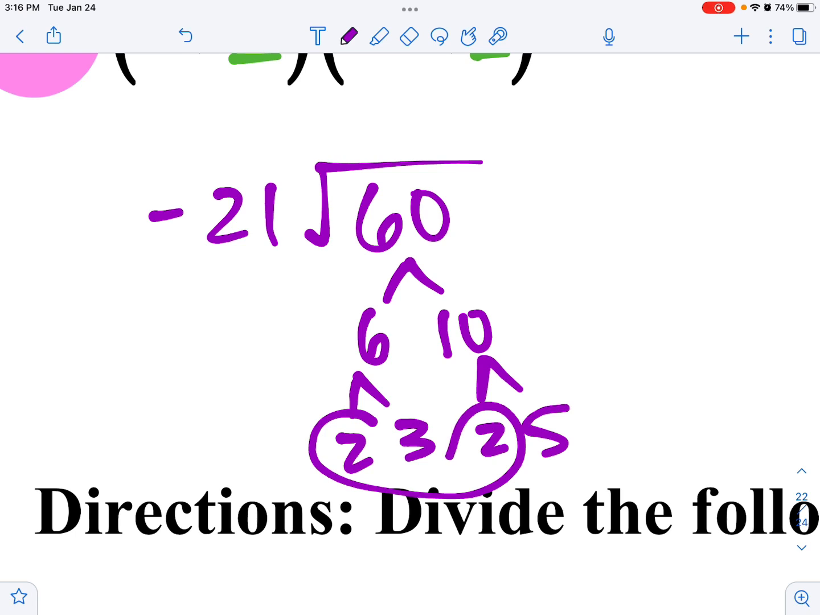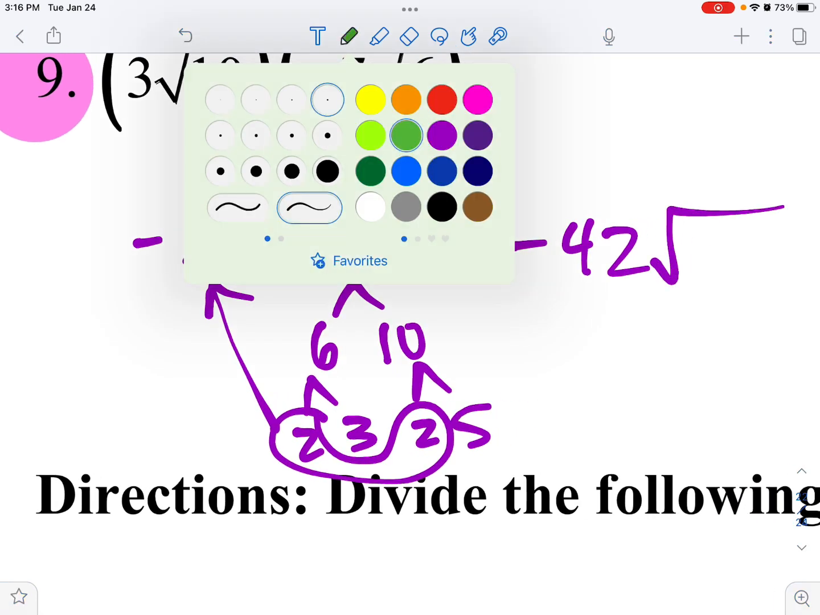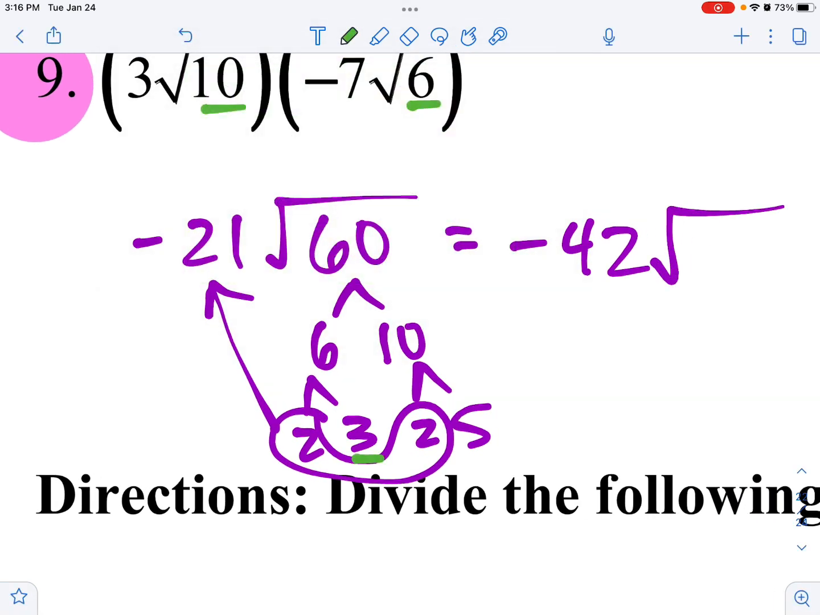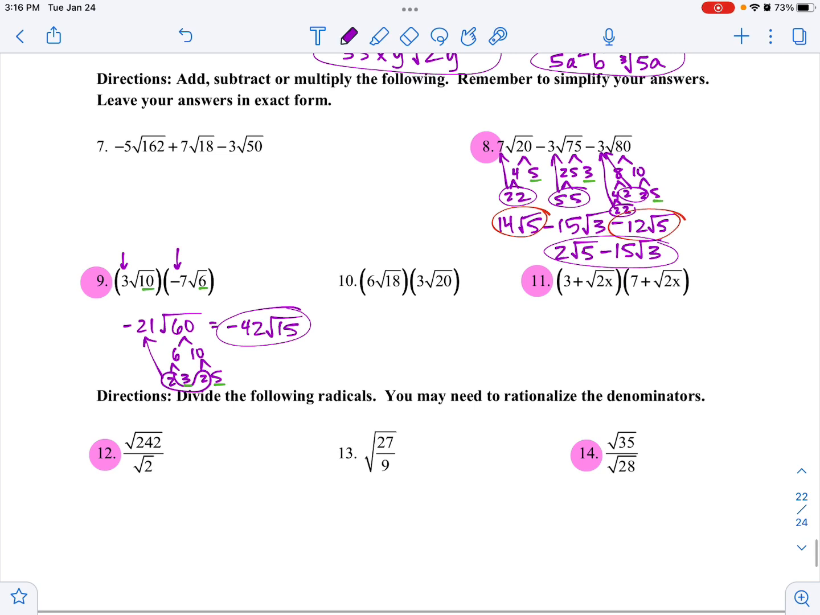I found a group of 2. That comes out and multiplies. So 21 times 2 is 42. And then what numbers have to stay in the radical? This 3 and this 5. So 3 times 5 is 15. Boom, shakalaka. Let's look at number 11.